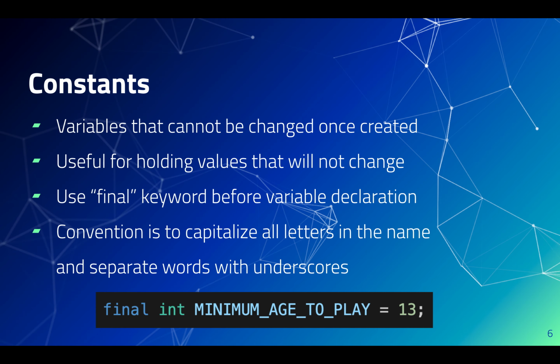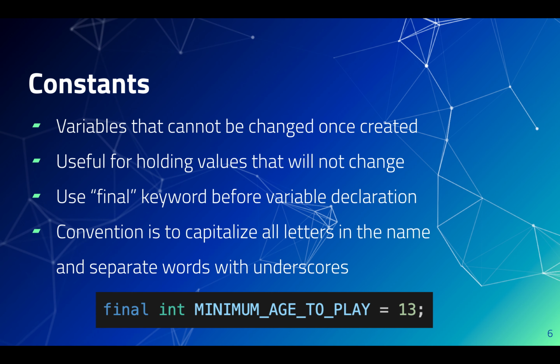Now, one of the special ways to store data is through constants, which are like variables except they cannot be changed once they're originally set. They're useful for holding values that you know will not change. If we know a variable will not be changed, constants make it easier to keep our code organized. So for example, if you wanted to store the user's birth year, you could store it in a constant instead of a variable, because you know someone's birth year cannot change.